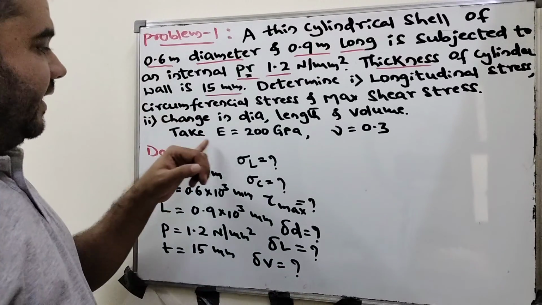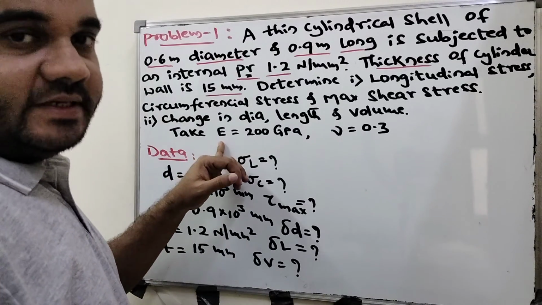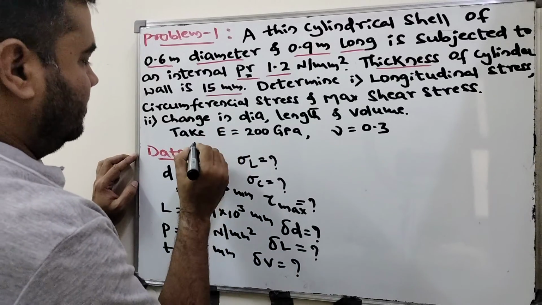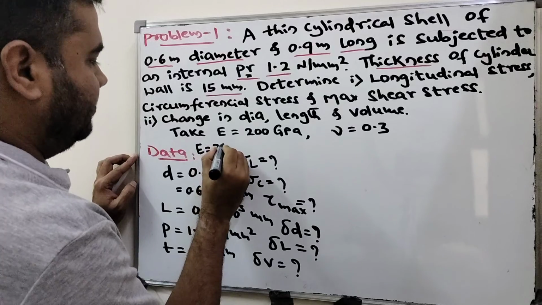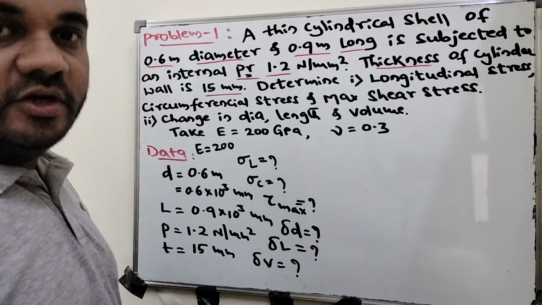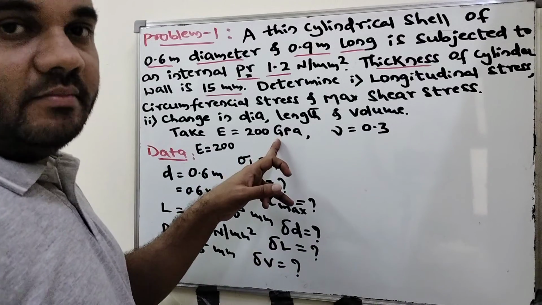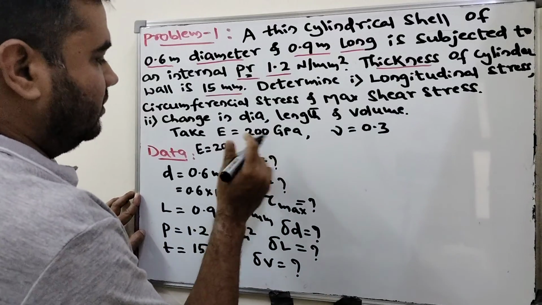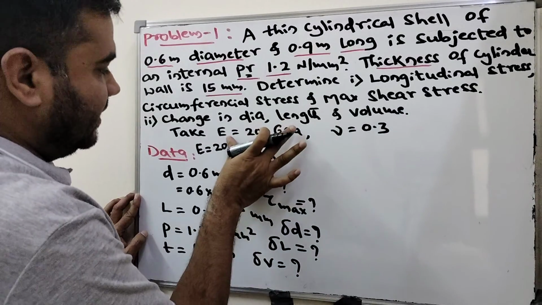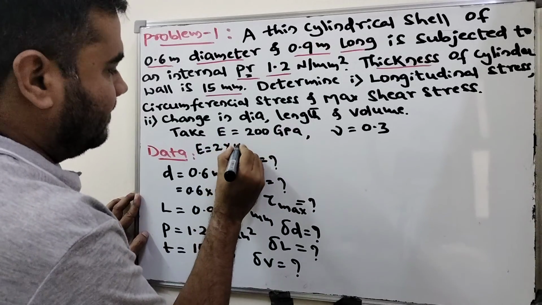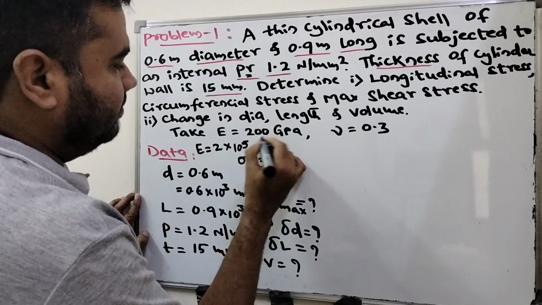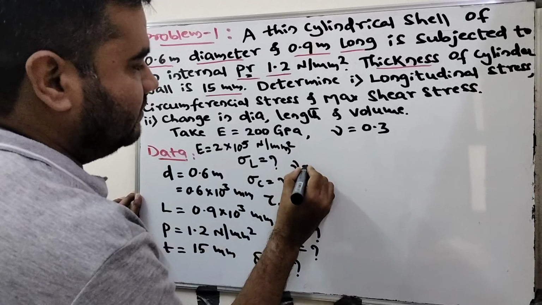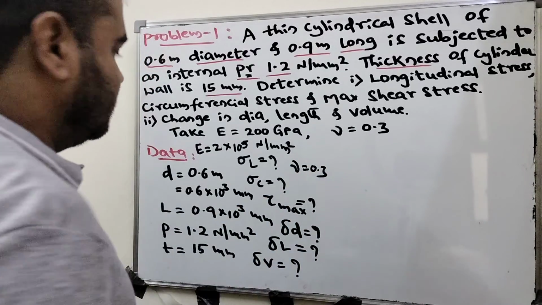Take E, that is Young's modulus or modulus of elasticity, both are the same. He has given 200 GPa. E equals 200 GPa. How do we convert to MPa? This is gigapascal. I want MPa. Megapascal means Newton per mm square, both are the same. That is 200 into 10 raised to 3. Just writing here, 2 zeros are there, so 2 into 10 raised to 5 Newton per mm square. And Poisson's ratio is given as 0.3. So this is the data given.